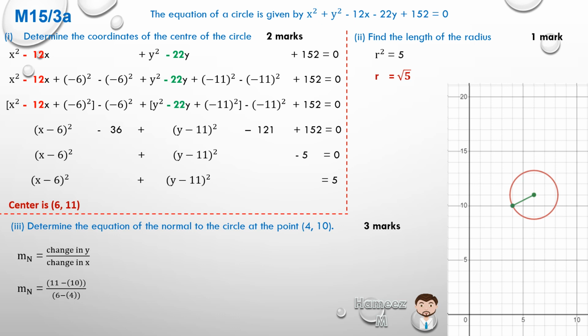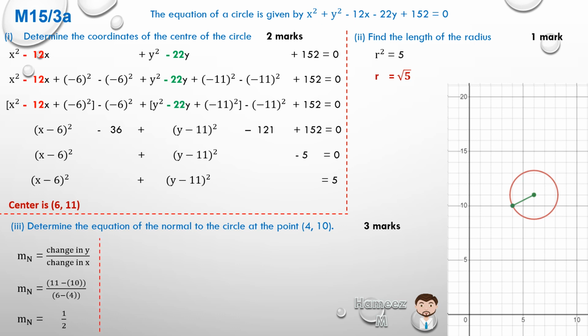So 11 minus 10 all over, what's the x value? At the center it was 6, and on the circumference it is 4. So 6 minus 4. So the gradient m_n is equal to 11 minus 10, which is 1, over 6 minus 4, which is 2. So the gradient is a half. And this makes sense because if you look at the green line, you will see that it's going upwards to the right, meaning that it's positive, and the gradient here is positive as well.